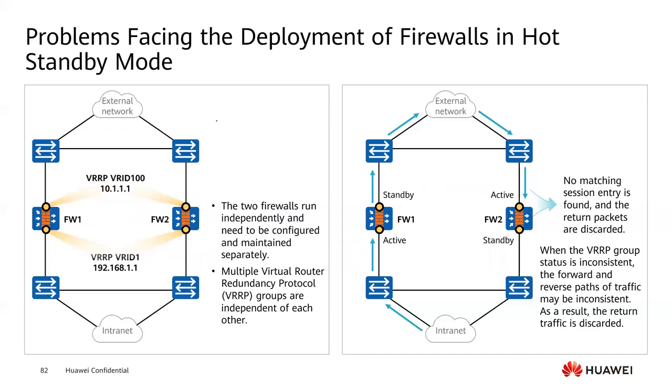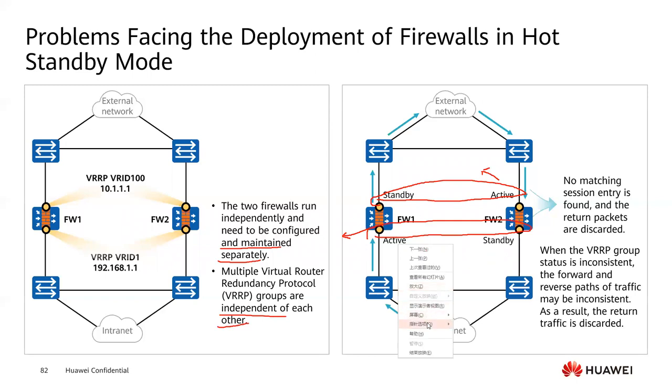we deploy the load balancing mode for the firewall. You can see that the two firewalls run independently and need to be configured and maintained separately. Multiple VRRP groups are independent of each other, and what will happen? Normally we will find that, for example, for this VRRP group, this port on firewall one is active, but for this VRRP group, this interface is the VRRP active interface. So what will happen?